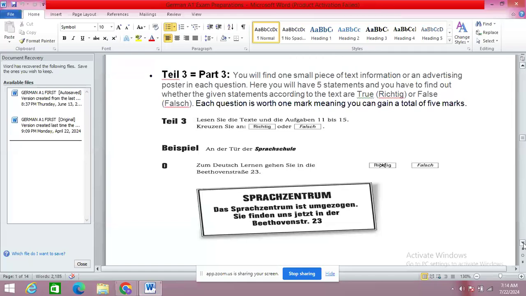Then in Teil Drei, you will find a small piece of text or an advertising poster in each question. And then you are going to have the statements. You have to find out whether the given statement is true or false according to the box given to us. What we need to do, like this is the Thema, this is the Thema.